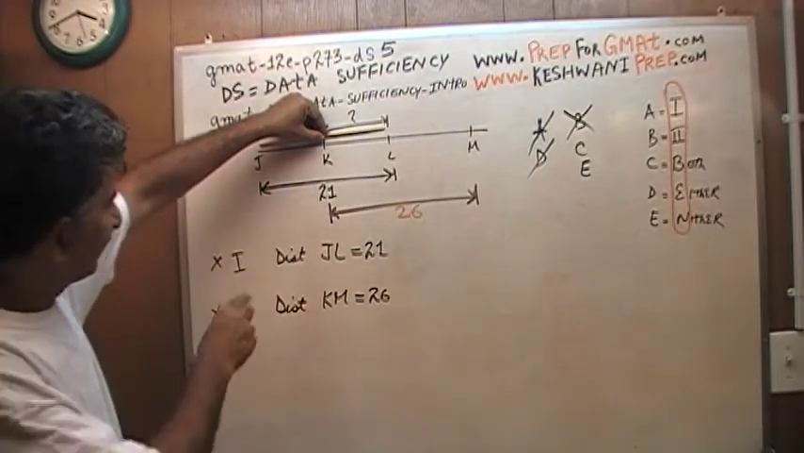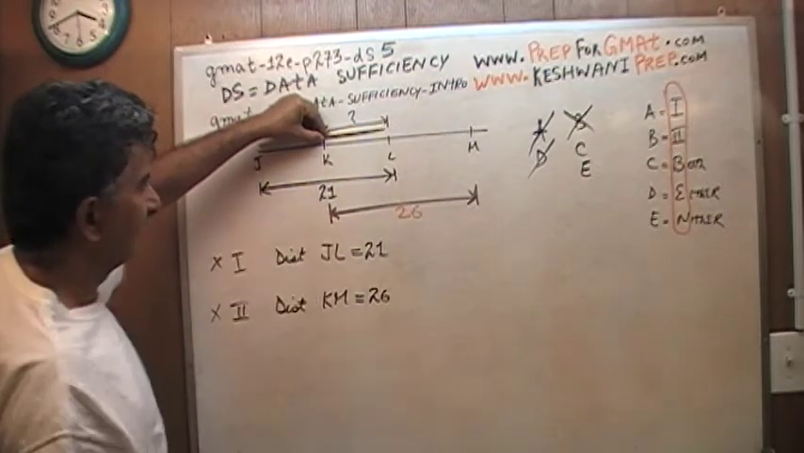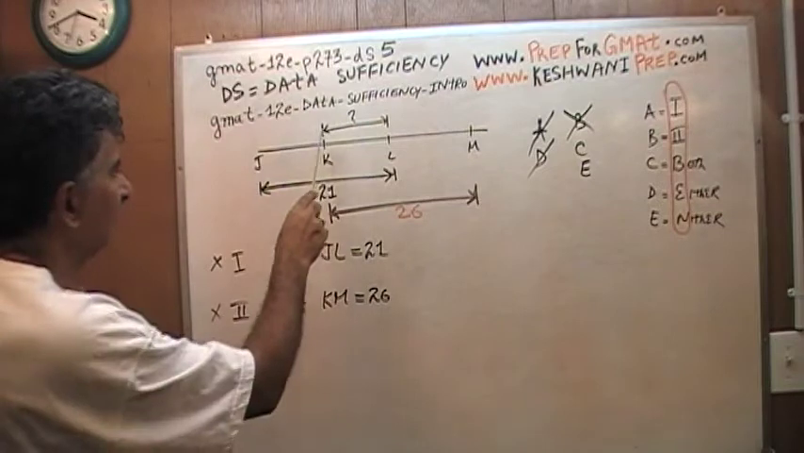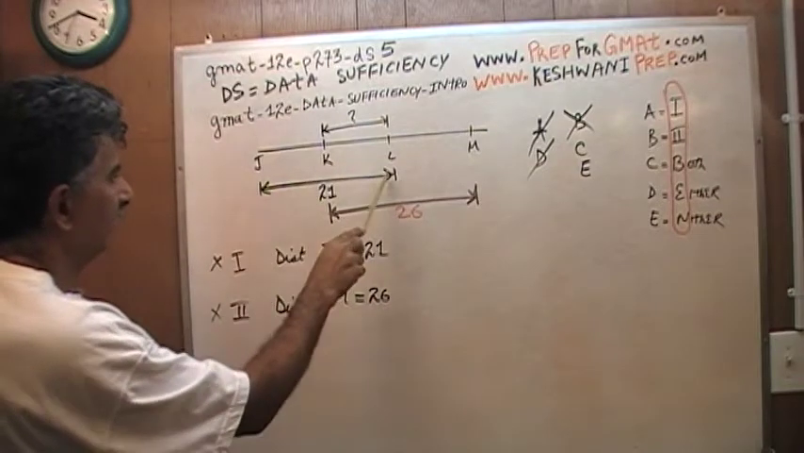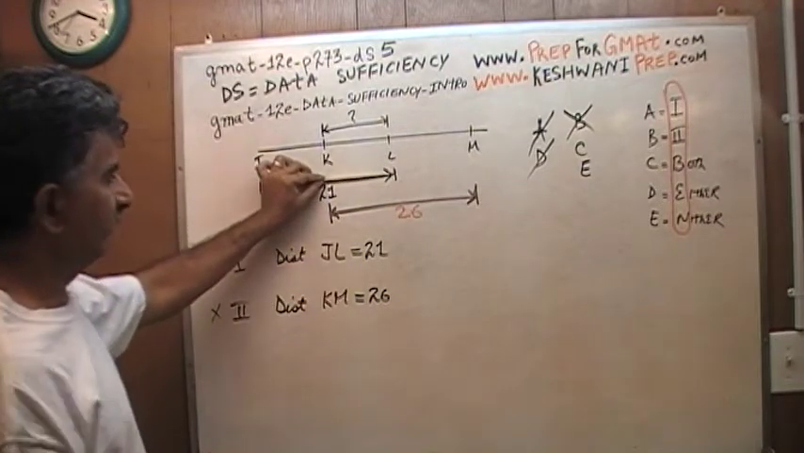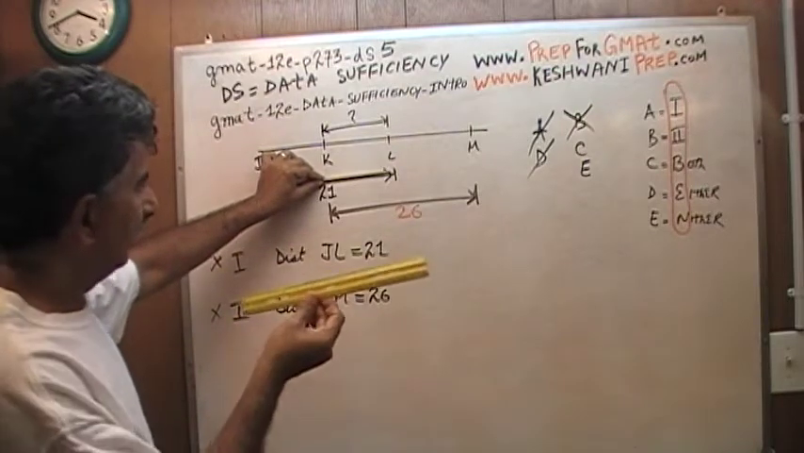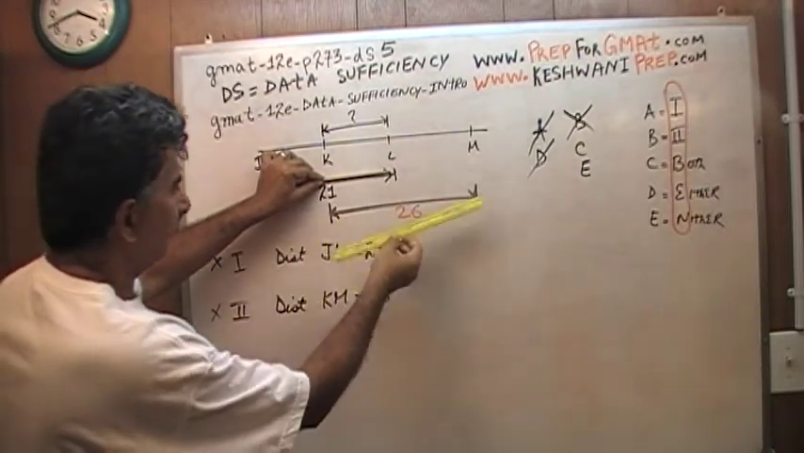Think of this. This chopstick is from J to L. That's 21. That's fixed. That's given to us. It is fixed. That distance 21 from J to L right here is fixed. It's given to us. Similarly, we are told that K to L, K to M.